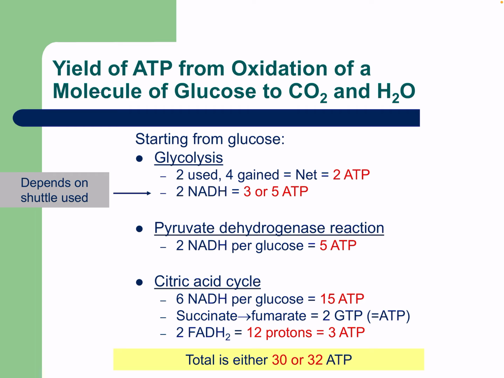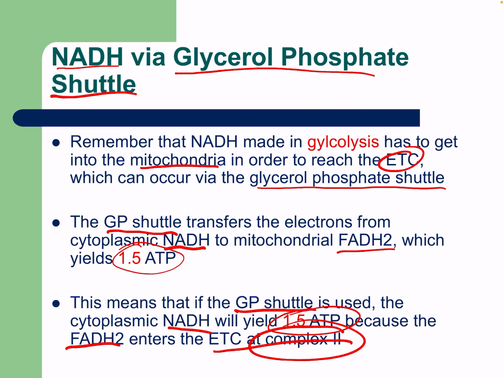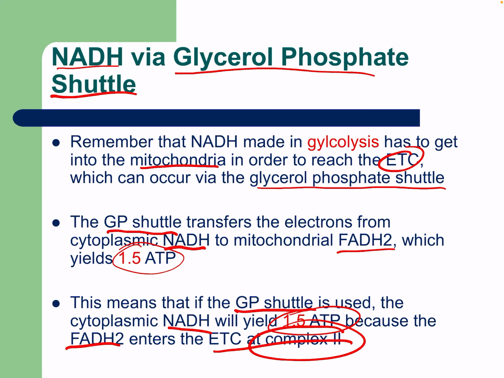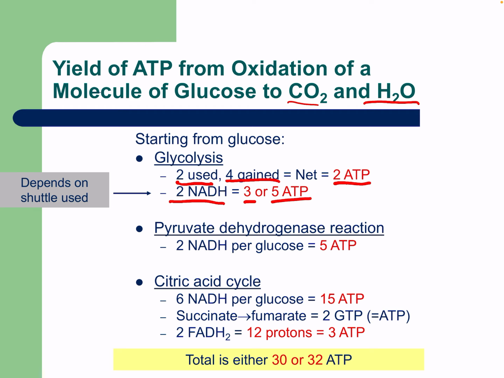In comparison, consider the yield of ATP from oxidation of a molecule of glucose to CO2 and H2O. Starting from glycolysis, 2 ATP are used and 4 are gained, so there's a net of 2. We have 2 NADH, yielding 3 or 5 ATP depending on the shuttle. We have the glycerol phosphate or malate aspartate shuttle, which isn't shown here; I guess the slide got deleted. Sorry about that. The glycerol phosphate shuttle gives 1.5 times 2, in comparison to the malate aspartate shuttle, which would be 2.5 times 2.